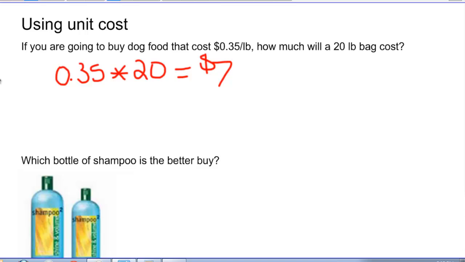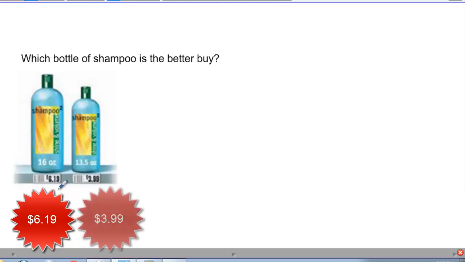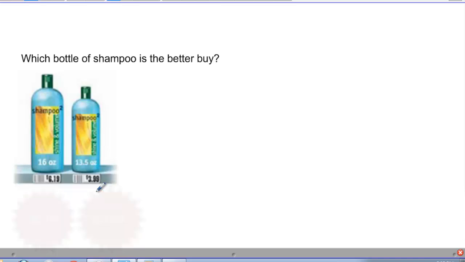Another way that we might use unit cost is to compare two items. So it might be a little bit hard to read, but this is a 16-ounce bottle of shampoo and it costs $6.19. And this is a 13.5-ounce bottle of shampoo and it costs $3.99. So I'd like to know which one of those is actually the better buy so I can decide, should I buy the bigger bottle or should I buy the smaller bottle? Because I don't want to buy the bigger bottle and then find out I actually paid more per ounce and I could have just bought the smaller bottle.